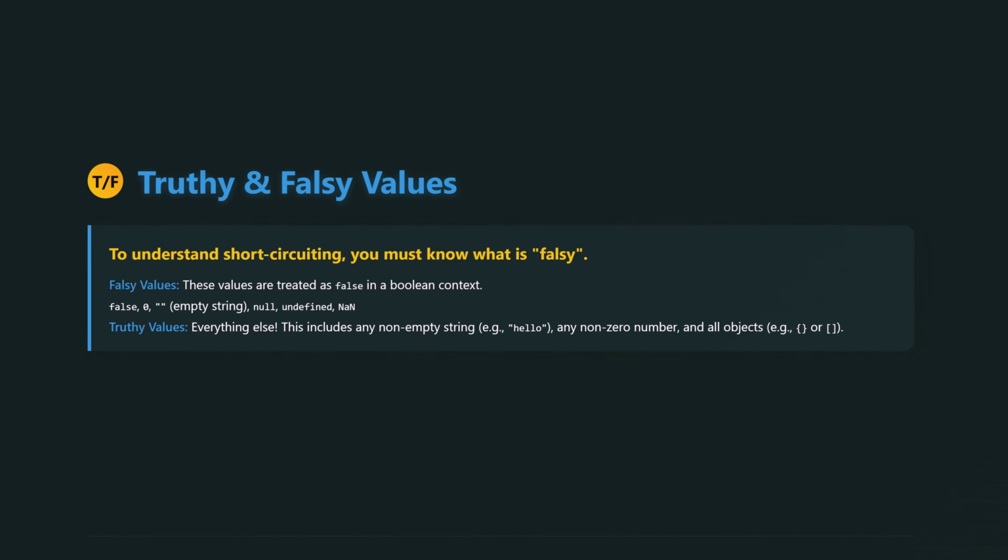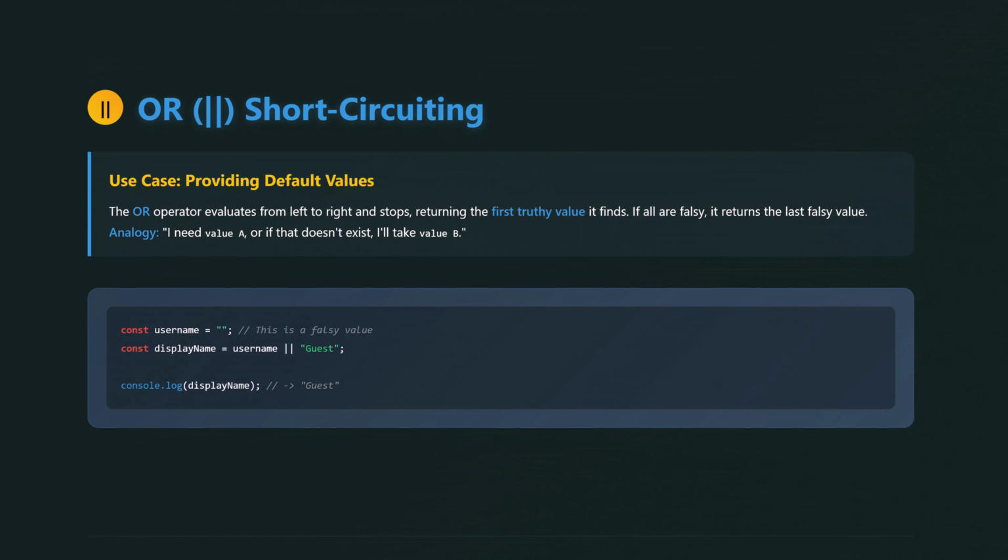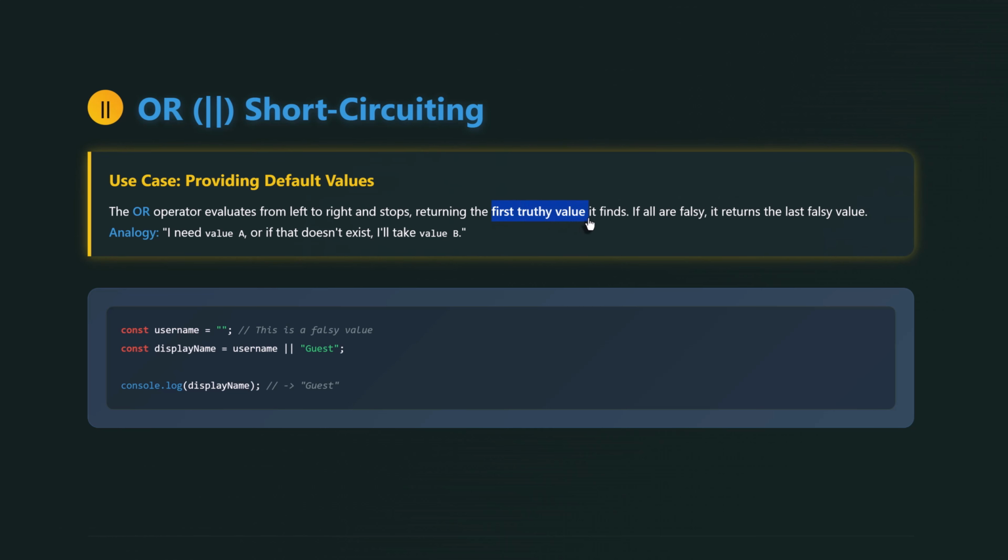Okay, these are truthy. Now, the first one is logical OR. The OR operator evaluates from left to right and stops, returning the first truthy value it finds. If all values are falsy, it simply returns the last falsy value. Think of it like this. I need value A. Or if that doesn't exist, I'll take value B. We use logical OR for default values. This is a very common pattern to ensure a variable always has a valid value.